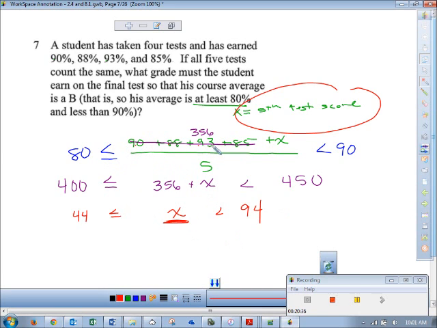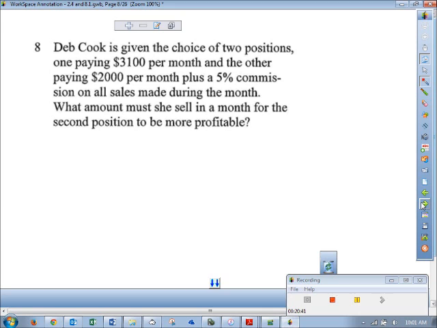Average, 1, 2, 3, 4. What was the 5th one? I don't know. So we called him X. Next. Yeah. Here's a good one.